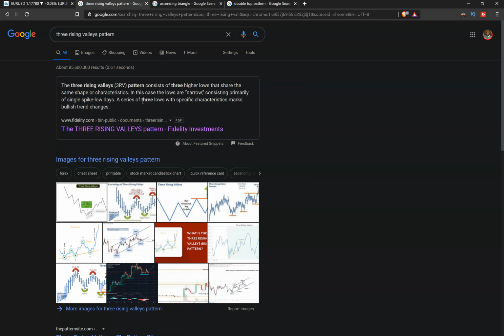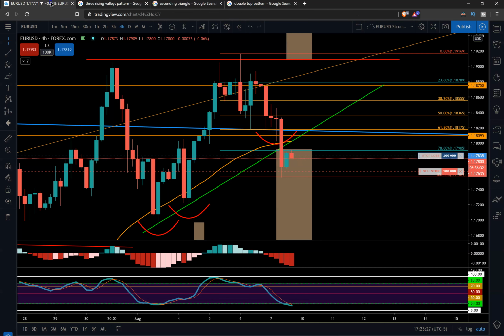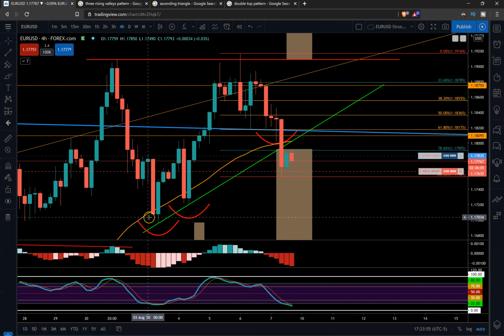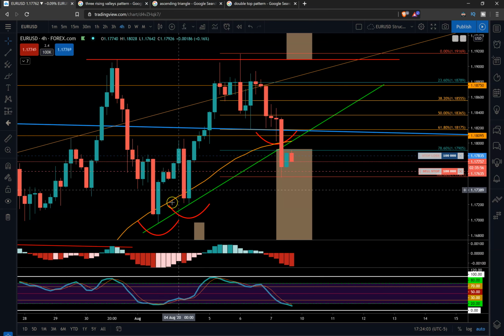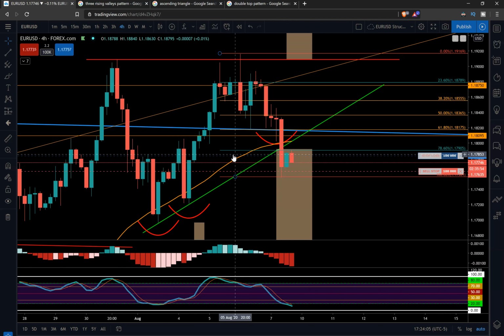A series of three lows with specific characteristics marks bullish trend changes. So three rising valleys is bullish, as you can see: spike, spike, and spike. It's a three rising valley. The three rising valleys pattern is a bullish scenario.